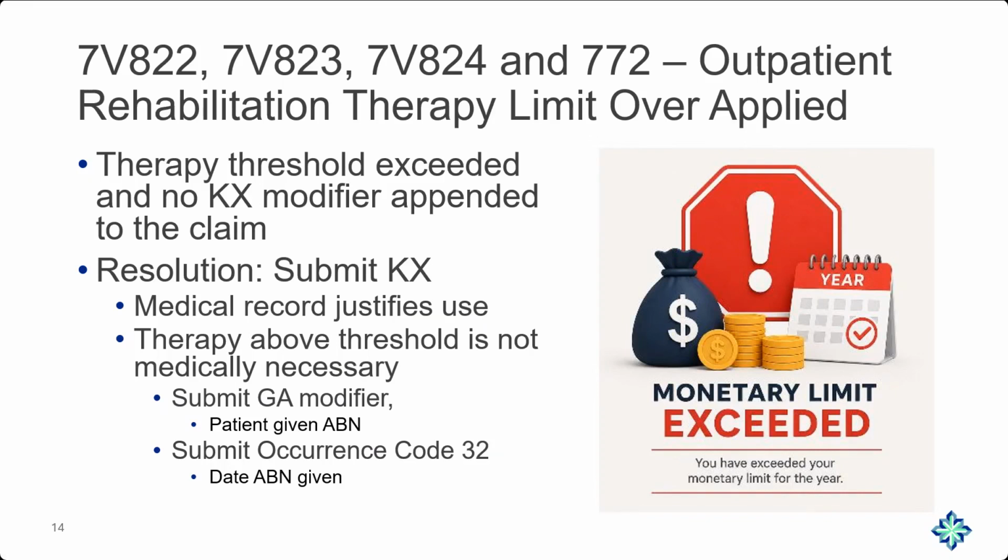Your resolution to the rejection codes of the 7B823 or 22, 23, and 24 is to do a claims adjustment and add the KX modifier if the services were indeed medically necessary and provided in accordance with Medicare standards. If, however, the services were not medically necessary, like if your patient wanted to continue therapy, but as a therapist, you did not feel that they needed continued skilled care, then you would need to issue an ABN. And in that case, you should have appended the GA modifier and the occurrence span code 32.